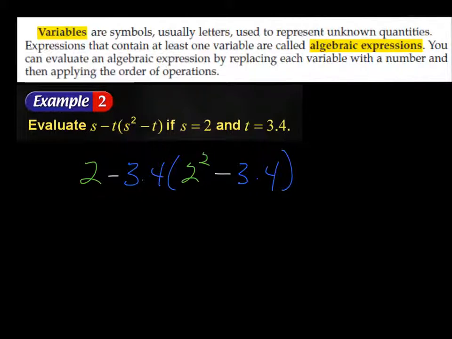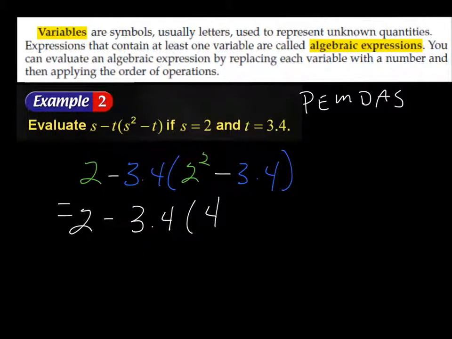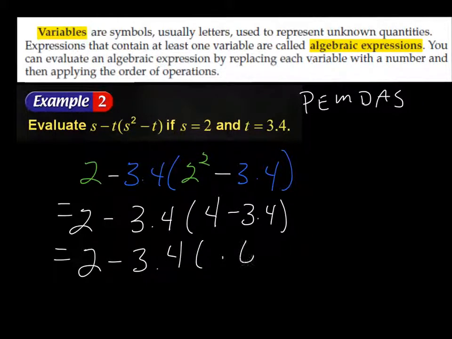And so using our order of operations again, I want to look at getting rid of the parenthesis first, but before I can do that, I need to simplify the expression inside the parenthesis, which is going to lead me to the exponent. So I'm going to have, just copying down, 2 minus 3.4 times 2 squared is 4, minus 3.4, just copying it down again. 2 minus 3.4 times 0.6.